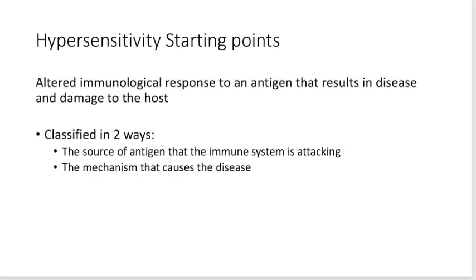All right, so now we're going to look at alterations in immunity and inflammation. First up, we're going to take a look at hypersensitivity. This is an altered immunologic response to an antigen that results in disease or damage to the host. Two ways that this can happen: the source of the antigen is the immune system attacking, or we can get a mechanism that causes disease.